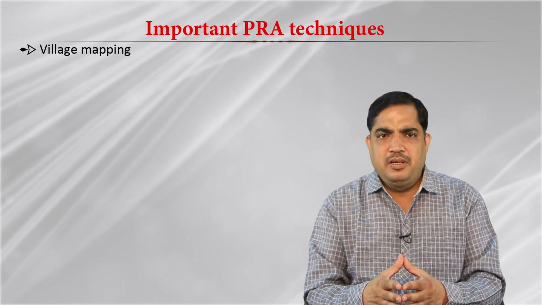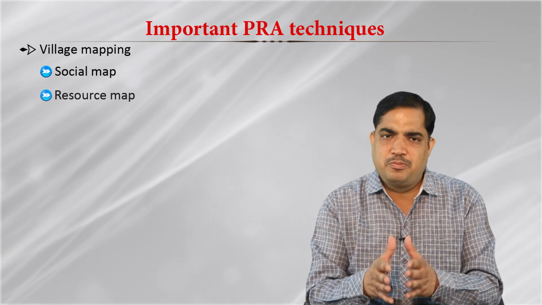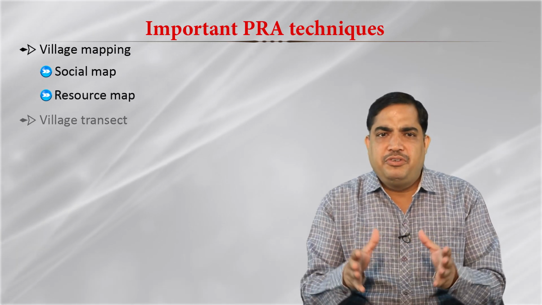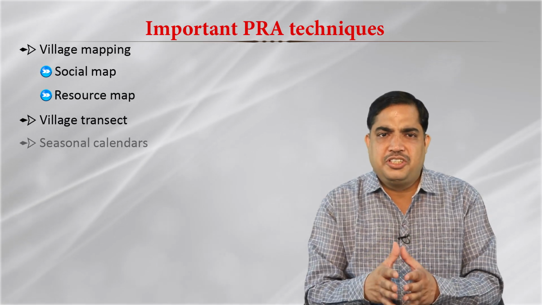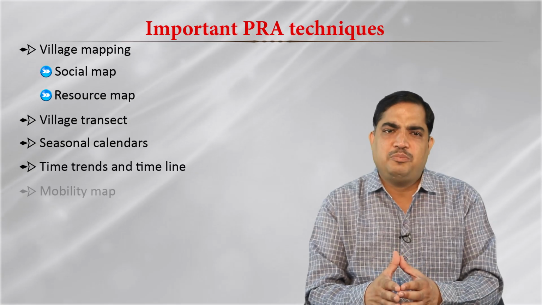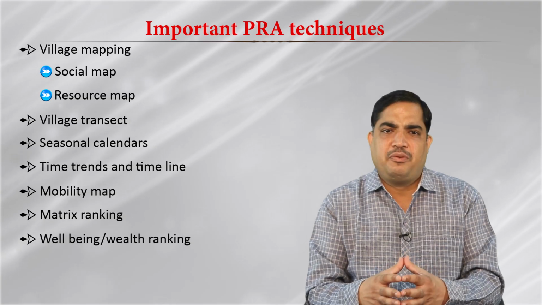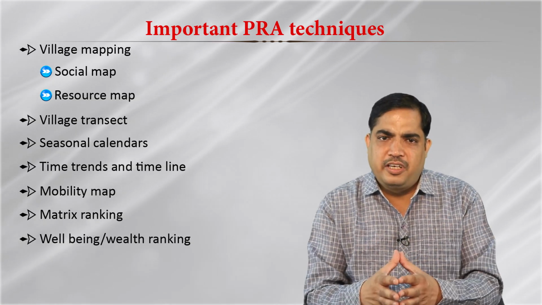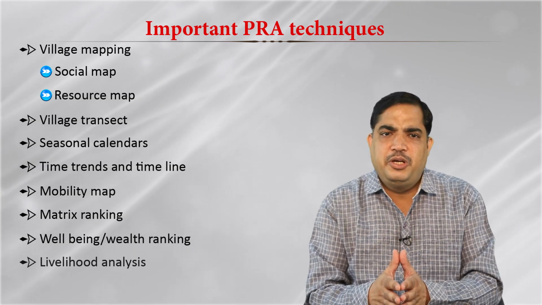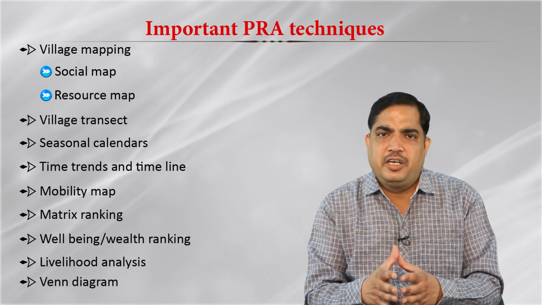There are different techniques used in the PRA methodology, like village mapping. Two types of village mapping are there: social mapping and resource mapping. Then the village transect is also done. The seasonal calendar is prepared. The time trend and timeline are also prepared. The mobility map is prepared. The matrix ranking is prepared. Well-being and health or wealth ranking is done. Then livelihood analysis is also done. Then the Venn diagram is prepared in the PRA technique.